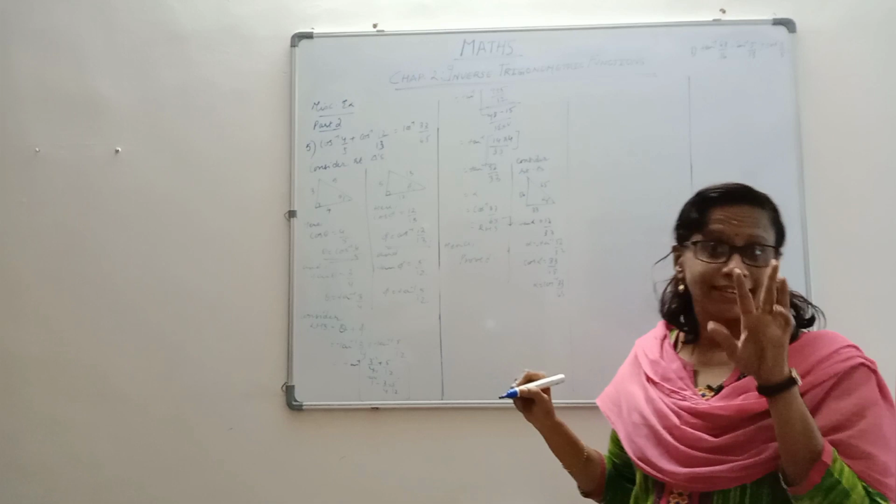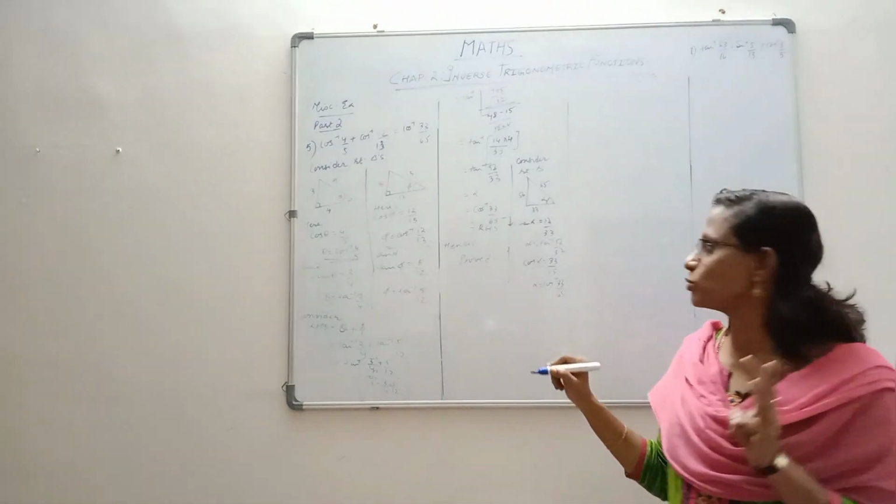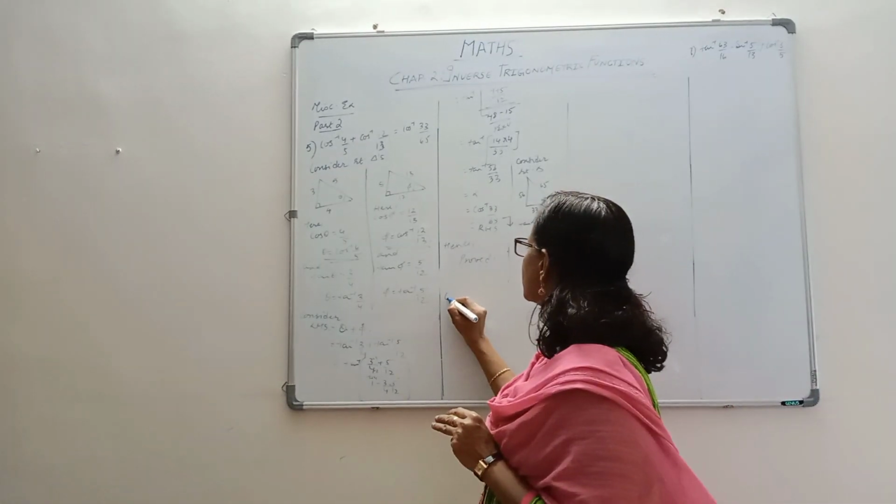So we required 3 triangles here. Generally we are okay with 2 triangles, but in this case we required a third triangle also.